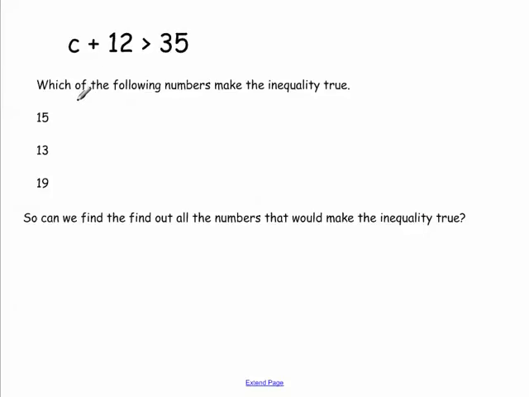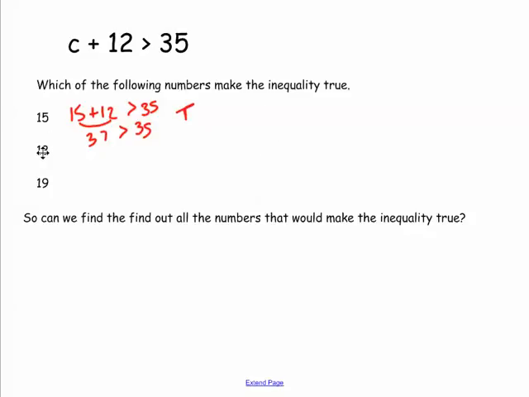Let's go to this next part. I don't think this is on your notes, so let's just work through it together. So c plus 12 is greater than 35. Which of the following numbers would make it true? So I'm going to just copy it. So 15 plus 12 is greater than 35. So this would give me 37 is greater than 35. So that would be true.